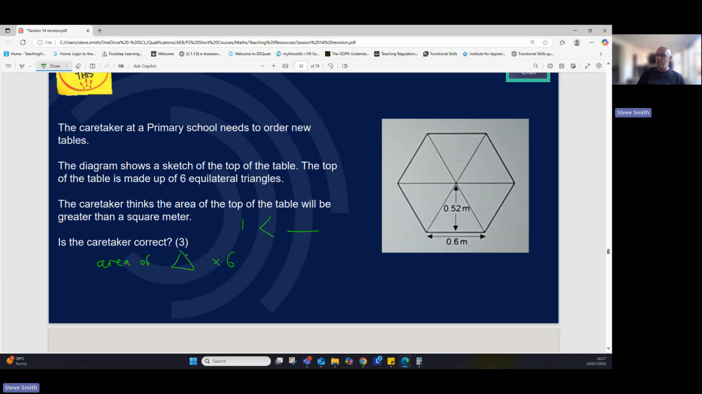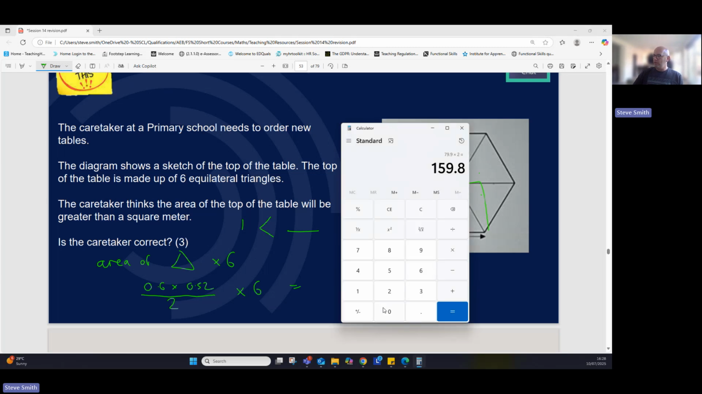And that's where you're getting 3 marks from. Once we've got the area of 1 triangle, we've got the area of 6 because we just multiply it by 6. And we've got the width and the height. We've got 0.6 times by 0.52. Don't forget that gives you what it would be like if it was a square. So we must divide it by 2 to give us our triangle, and then we can times it by 6 because we've got 6 of them around there.